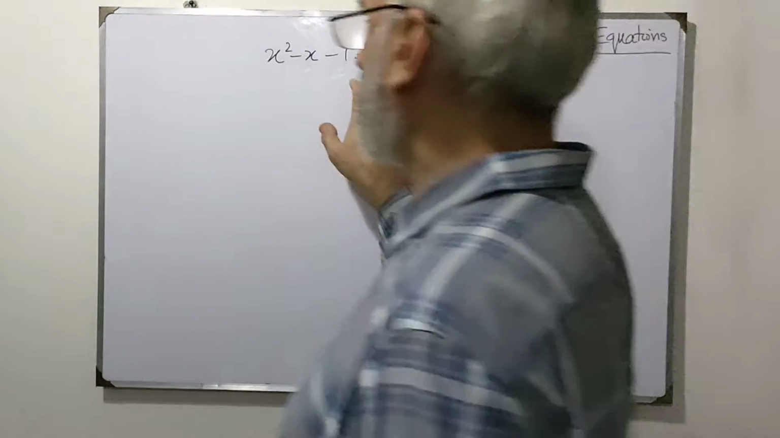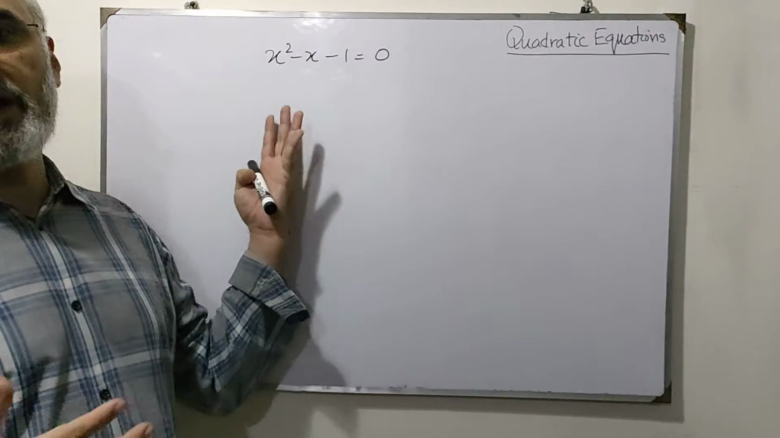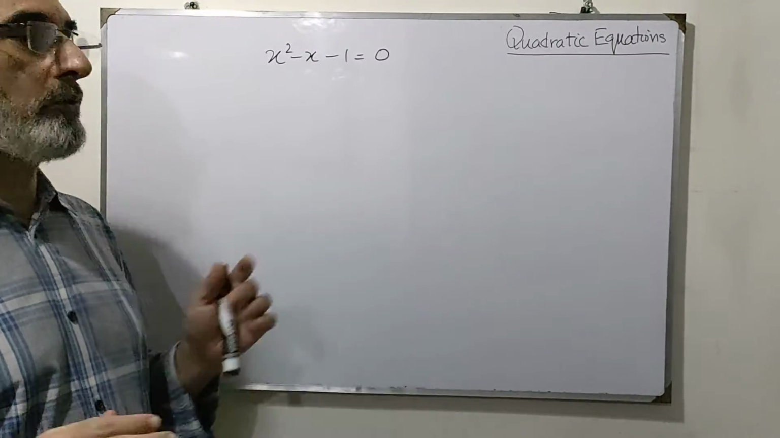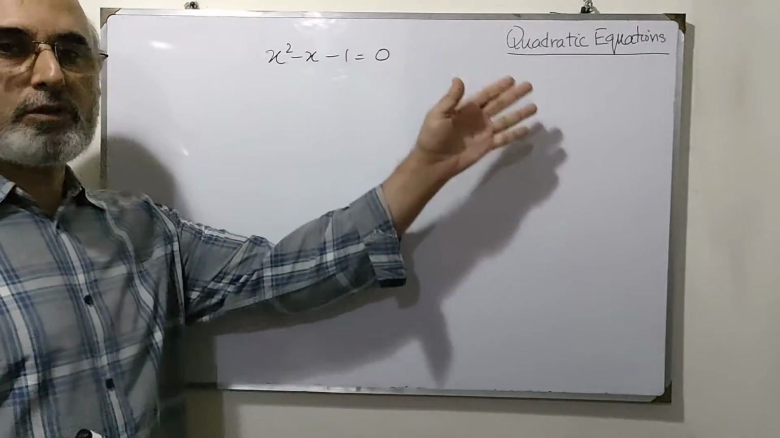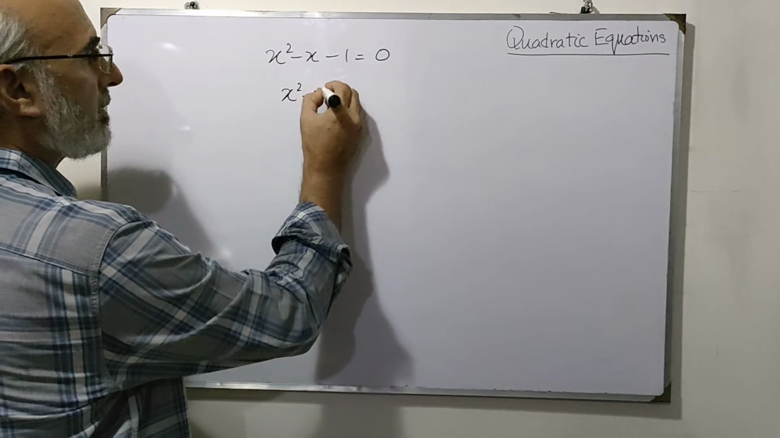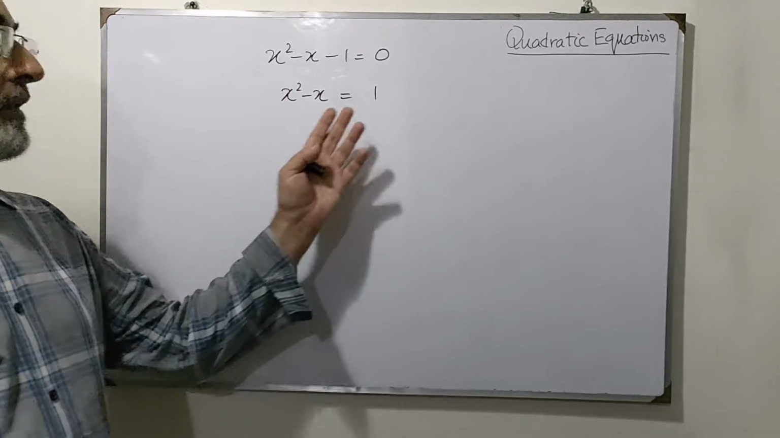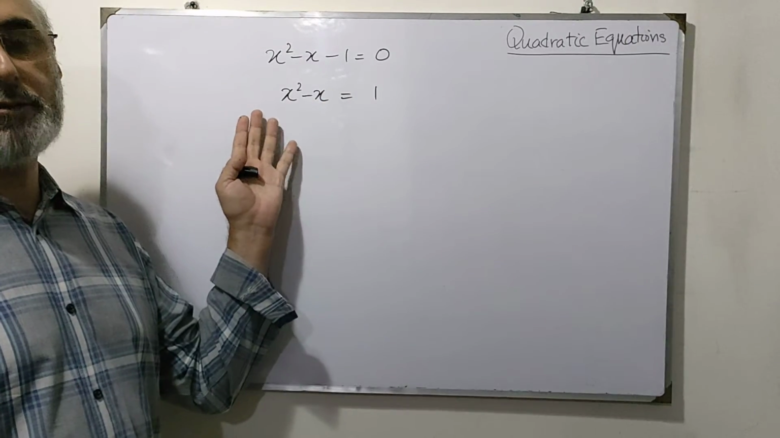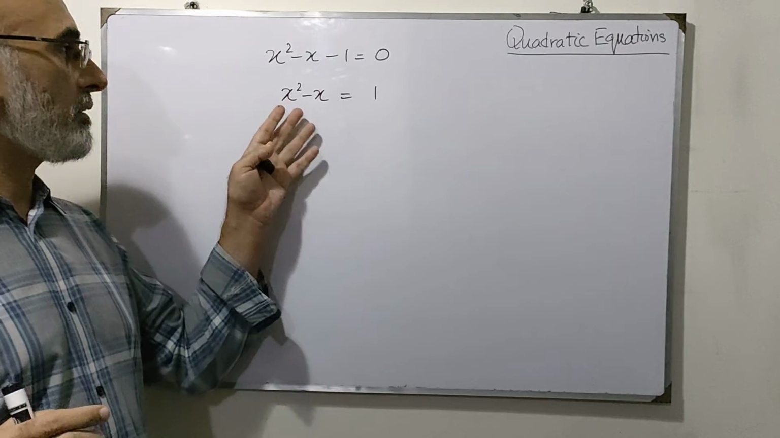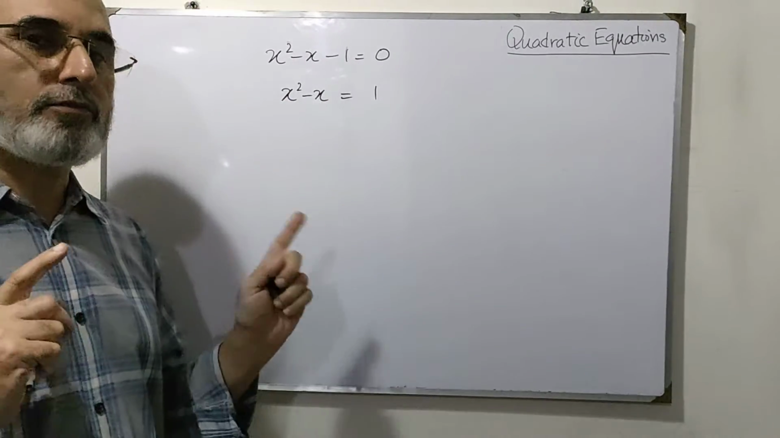Okay, this is my next example, and do I have that x plus a square is equal to b form? No, I don't have that. So let's take minus 1 to the other side. So I have here x square minus x is equal to 1. Now still this is b, but this is not x plus a whole square, right? Because one term is squared, another is not. So I don't have that form.